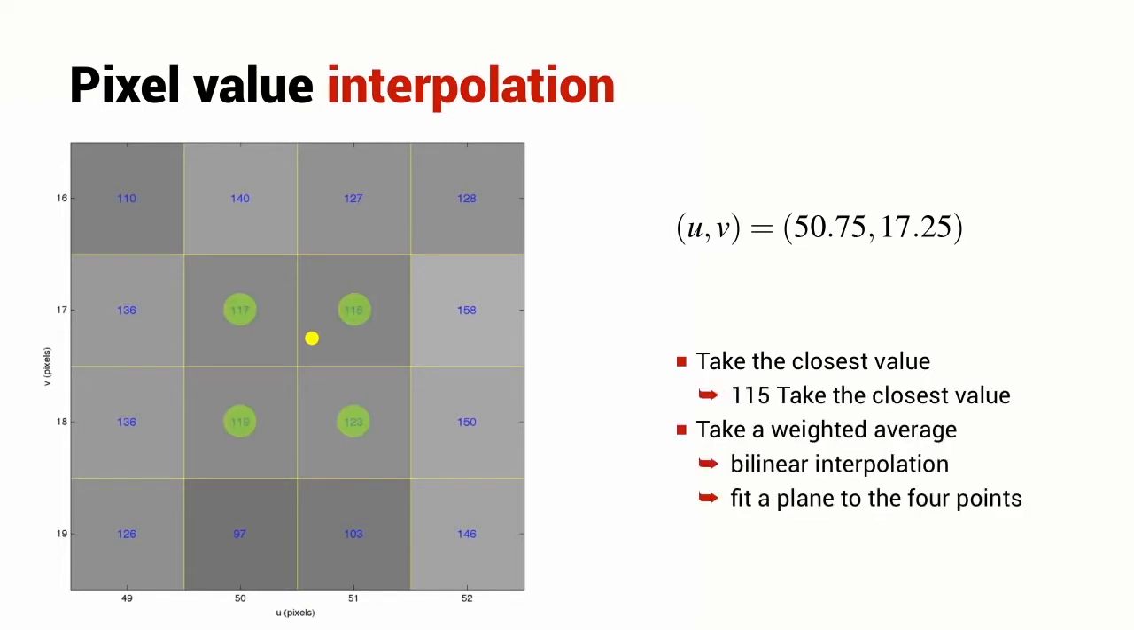A more sophisticated approach then is to take a weighted average of the neighboring pixels, and the weights are proportional to the distance between the pixel center and the yellow dot marked here. And this is the technique that's referred to as bilinear interpolation. It can also be thought of as fitting a plane to these 4 points. The pixel values represent the height of a surface. We can fit a plane to those 4 points, and then we can determine the height of that plane at the UV coordinate of the yellow dot.